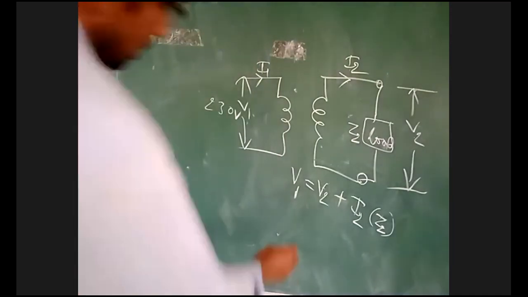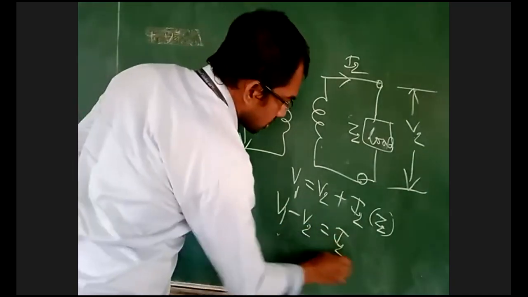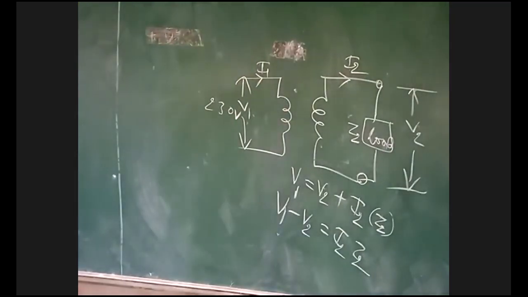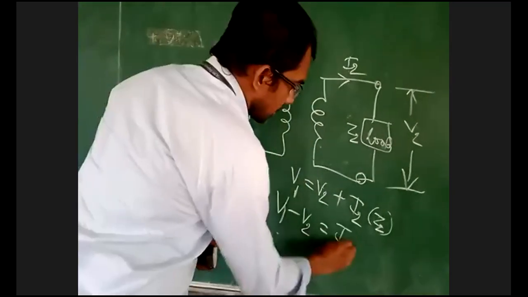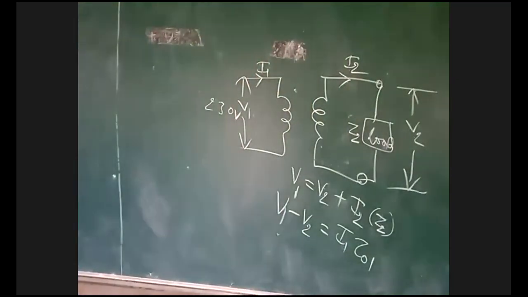Now here V1 minus V2 is equal to I2 into Z2. But what we have done, we have converted the secondary winding into primary winding. I am taking this as I1 into Z01. I have converted the secondary winding also in terms of primary winding. Then it is I1 into Z01. V1 minus V2 is equal to, what is the voltage drop in the load? In the load, the voltage drop is I1 into Z01. So we are regulating this voltage.